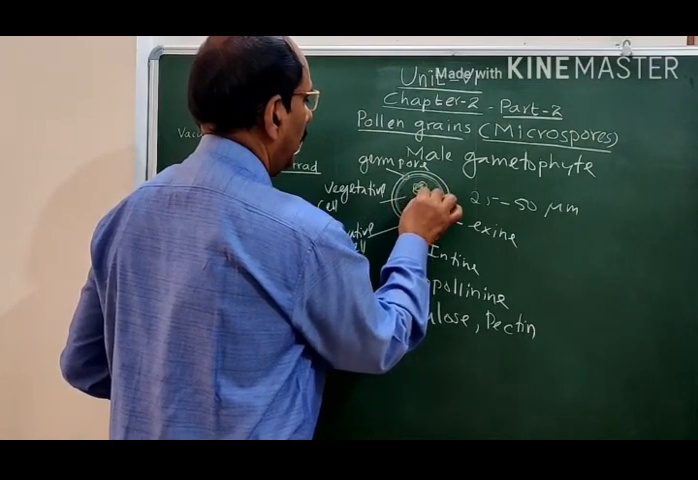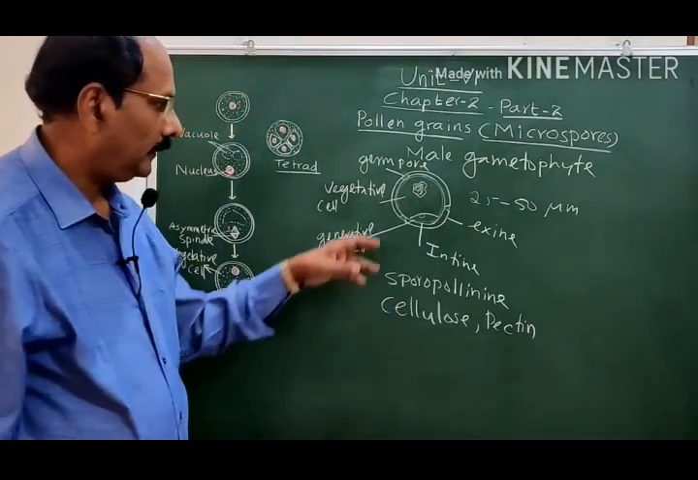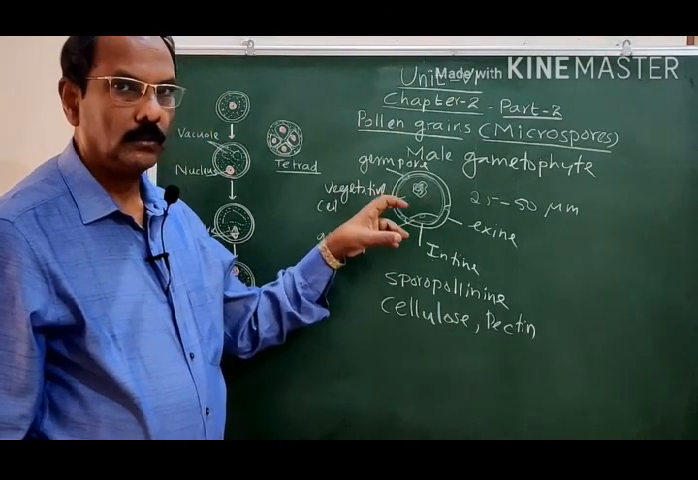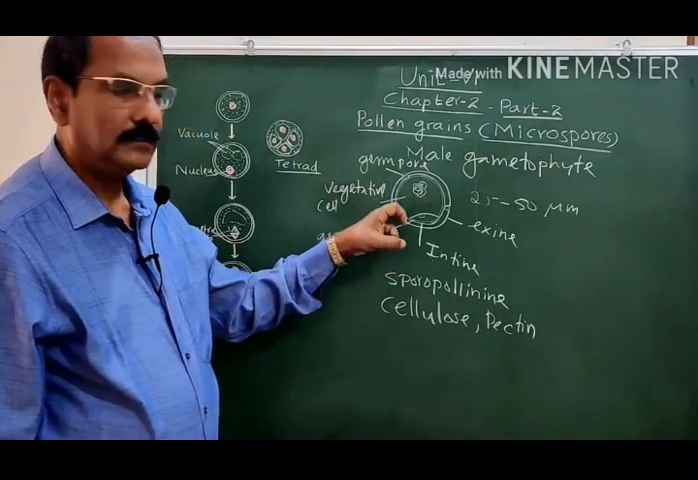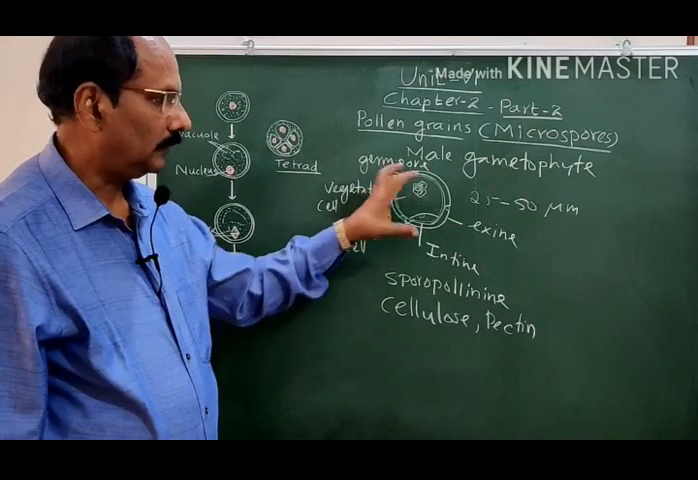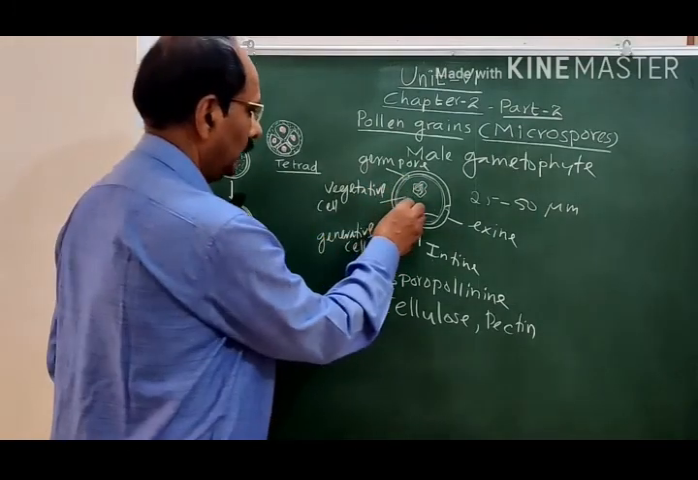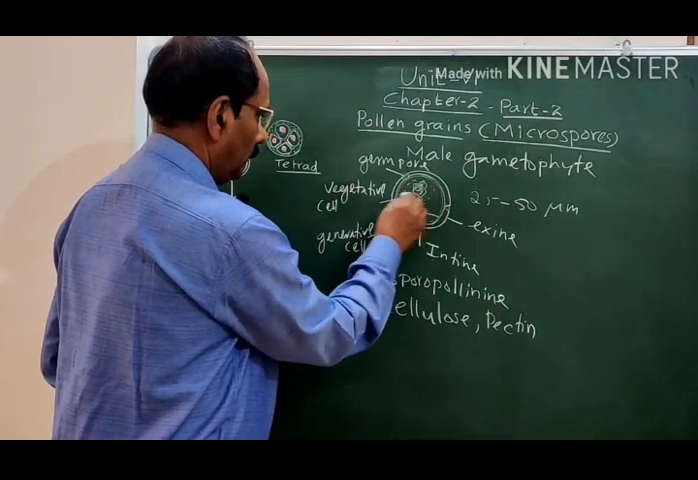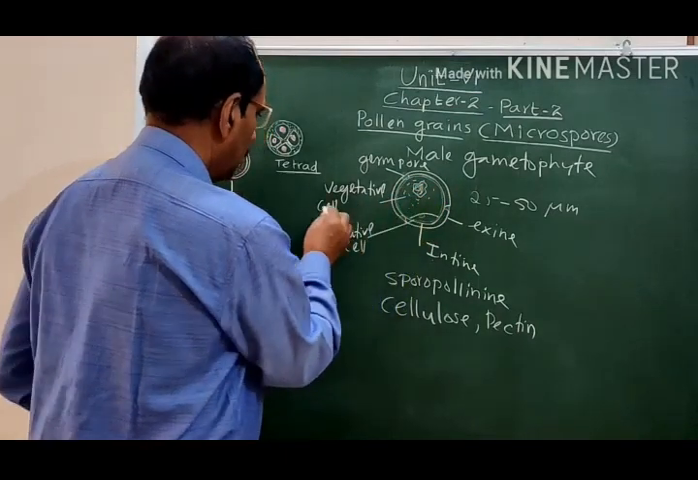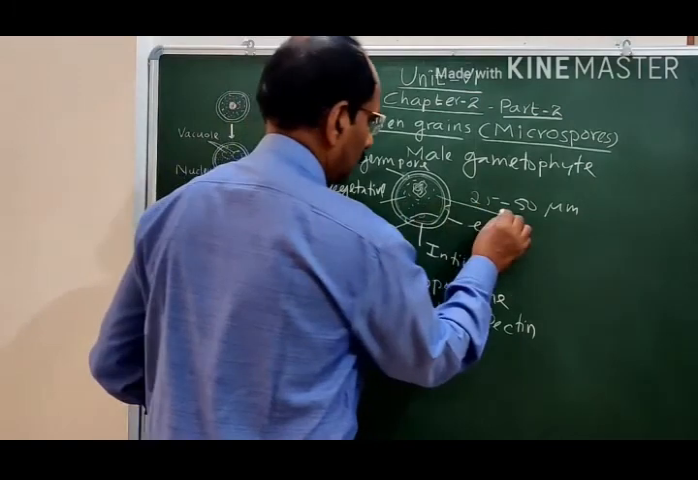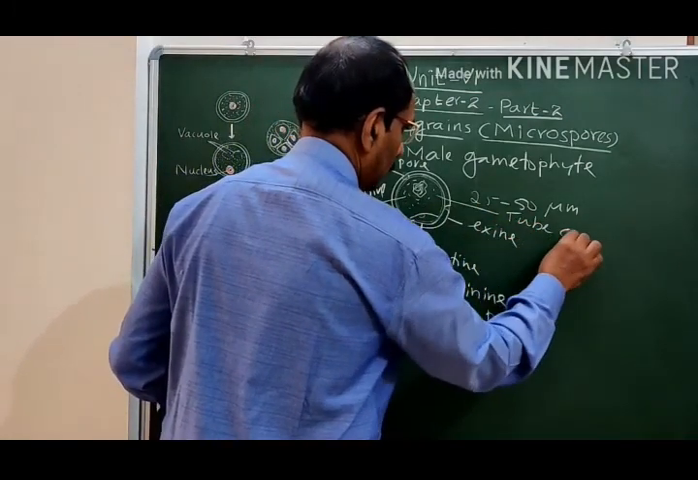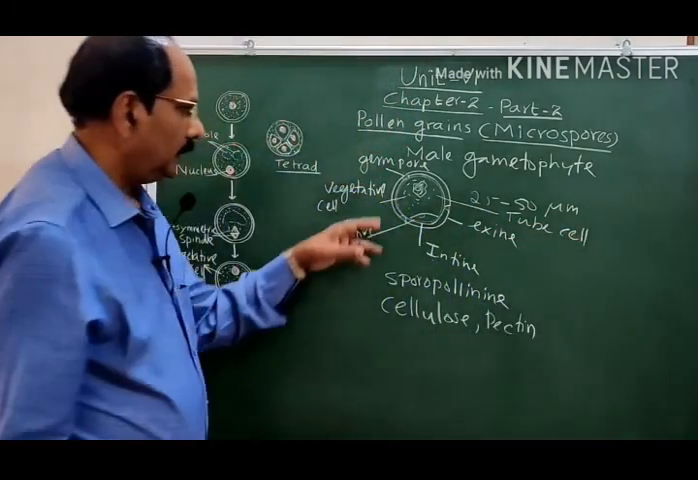There is another identification of the vegetative cell. It is called vegetative because it stores the food materials. The food materials required for the growth or the maturation of the pollen grains are stored in the vegetative cell. This vegetative cell is also known as the tube cell. So that is the vegetative cell.